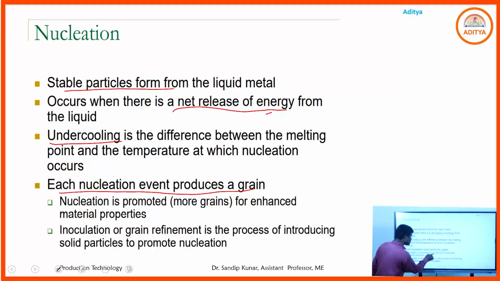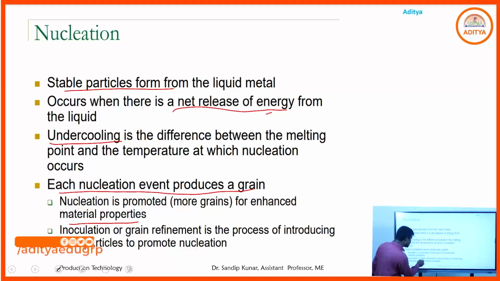Means nucleation is promoted with more grains. Each starting of the nucleation means each grain will be formed, and due to the formation of each grain, it will promote the formation of more grains. Formation of more grains means enhanced material properties. Due to the formation of more grains, the material properties will be improved or enhanced.